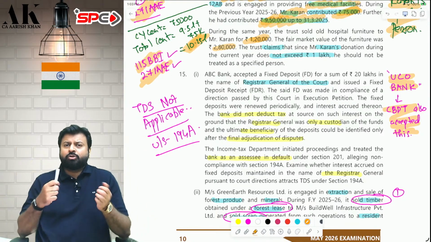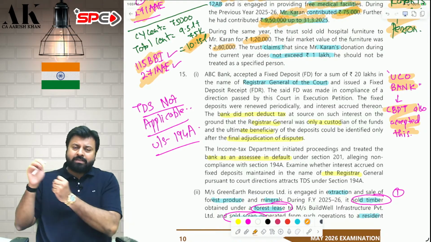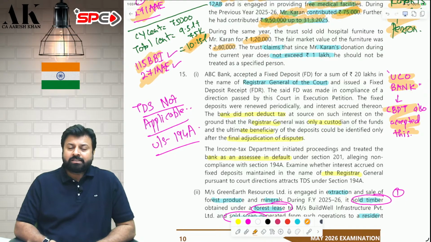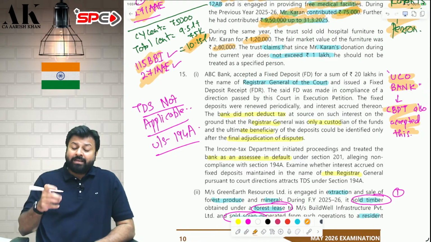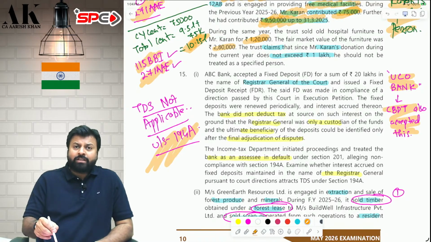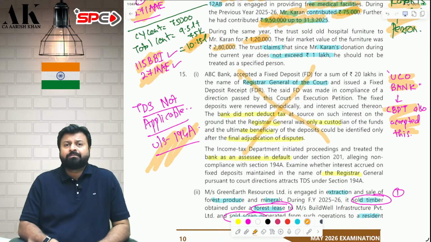Now, what will the judge do? The registrar of the court will deposit that money in the bank and will earn some interest. Now, the bank is paying some interest to the registrar of the court. Will the bank deduct TDS under 194A from the registrar of the court? The Delhi High Court in the case of UCO Bank has said that no.